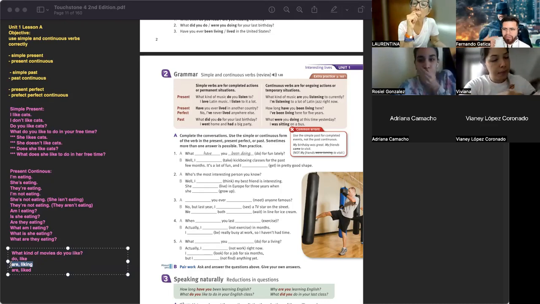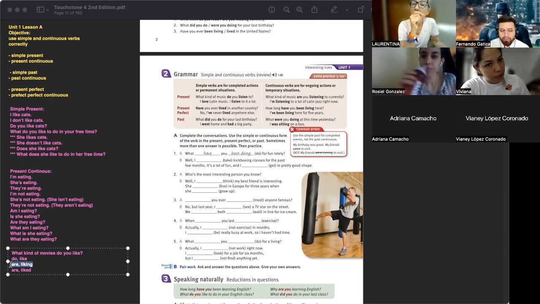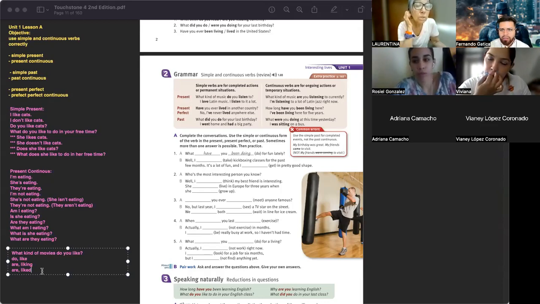But in general, like when you ask a friend, ¿qué tipo de películas te gustan? What kind of movies do you like? That's the general question. So the first one is correct. How do you say qué tipo de música te gusta? What kind of music do you like?